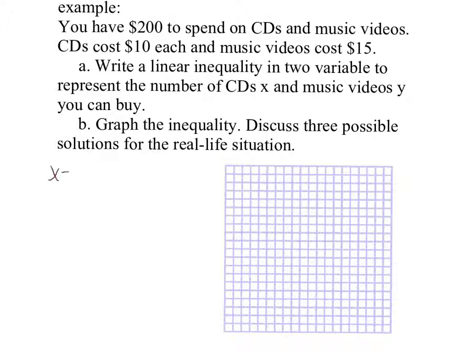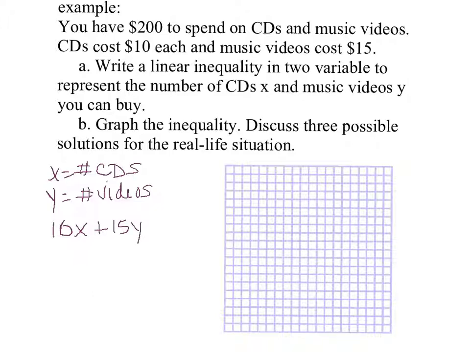Let's say that X is the number of CDs and Y is the number of videos. Then to figure out the price, a CD costs $10, so I'm going to say 10X plus. A video costs $15, so it's 15Y. Now, when you take the whole cost and add it together, you can't spend more than $200 because you only have $200. So if we look at this, this is how much you're spending. That needs to be less than $200 or equal to $200. So there it is. Now we're supposed to graph that.